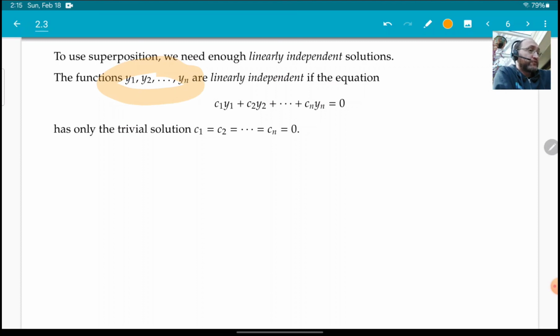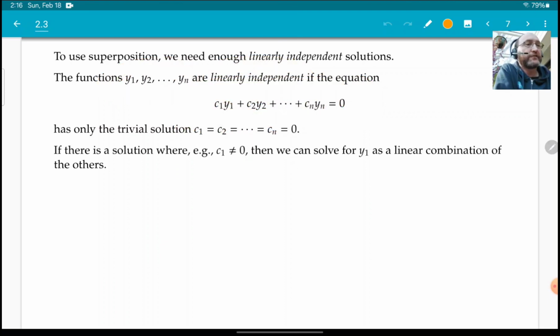So we'll say that y1, y2 through yn, these are linearly independent, so it's a linearly independent set of functions, if this equation, where I take a linear combination of them, that means I take a constant c1 times y1 plus a constant c2 times y2, all the way up to plus a constant times yn, if that equals 0, then the only solution is this trivial one, meaning all the c's are 0. I mean, that's clearly a solution here, right? But they're linearly independent if that's the only way that you can solve this. So this has to be true for all x, for example, right?